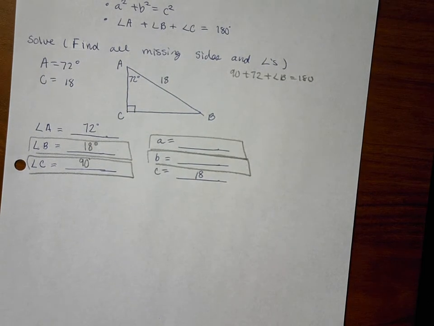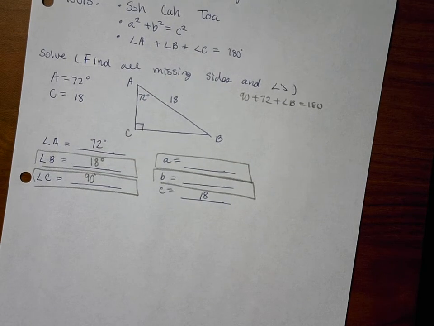I only know side C. I don't know side A or B. Could I use Pythagorean's theorem if I wanted to? Why not? In order to use Pythagorean's theorem, how many sides would I need to know? 2. I need 2 sides and find the missing third side. All right. Since we don't know another side, we need to resort to the SOHCAHTOA.